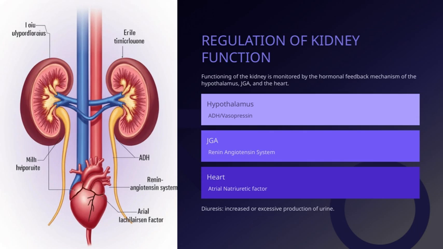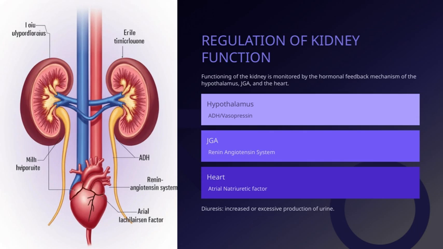Renin is released, leading to a cascade that results in vasoconstriction and water retention, both of which increase blood pressure. The juxtaglomerular apparatus, or JGA, is another critical component. It detects changes in blood pressure and sodium content within the kidney and signals adjustments accordingly. Additionally, the hormone ADH, also known as vasopressin, is secreted by the hypothalamus and released from the pituitary gland.